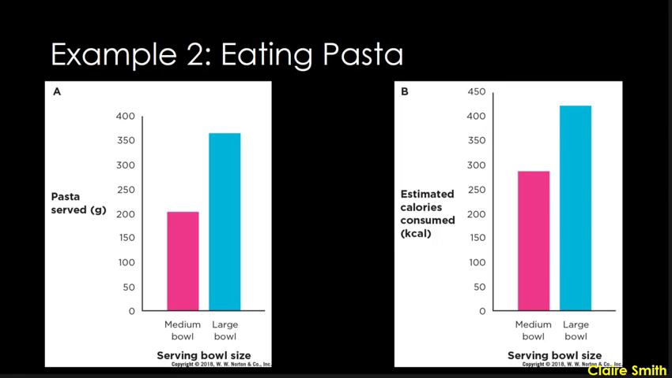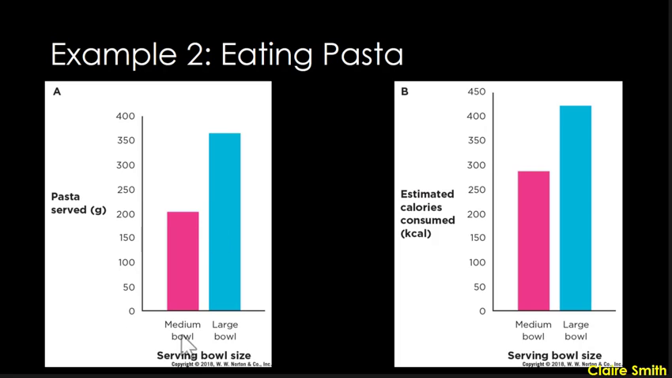So they had a medium bowl condition and a large bowl condition. And then after individuals served themselves, the plate was weighed to see how much pasta they took. And then after participants ate, the plate was weighed again to see how much pasta each individual actually ate. So here are the results from that.